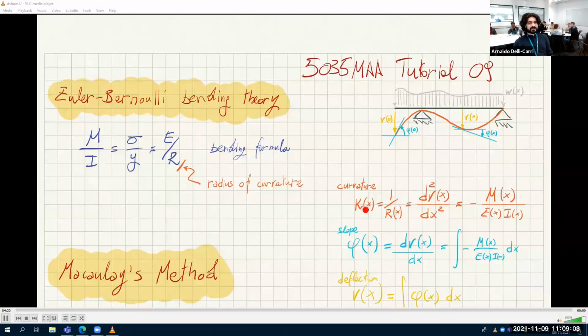Curvature is spelled kappa, it's the Greek letter kappa, or like the Twitch chat, if you know what I mean. And it's the inverse of the radius of curvature, and it's a specific quantity that is associated with every point. So you see this is kappa of x, which means that every point along the beam has its own curvature. So every point along the beam has its own radius of curvature.